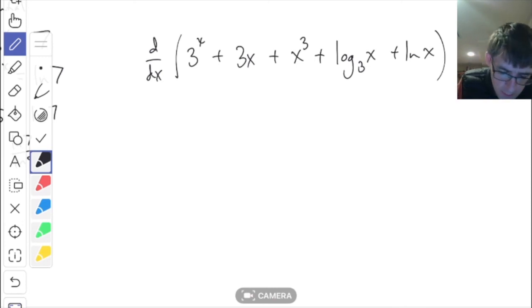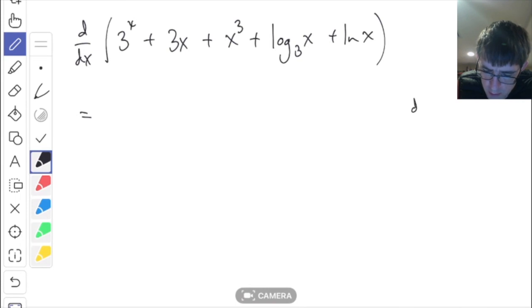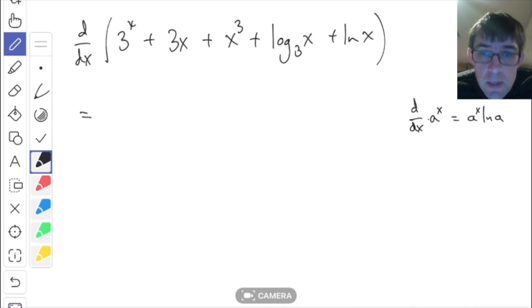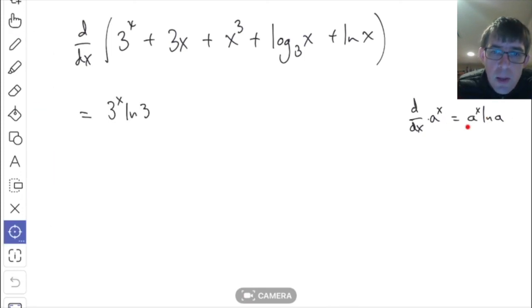So there's nothing special. These are all added together, so I'm just going to go down the list and do each derivative. Derivative of 3 to the power x. For that, you need to remember your rule about derivatives of an exponential function, which is not e to the x. Derivative of a to the x is a to the x ln a, right? So when I see 3 to the x, I use this formula directly with a being 3, and I get 3 to the x ln 3. I just plugged in a equals 3.